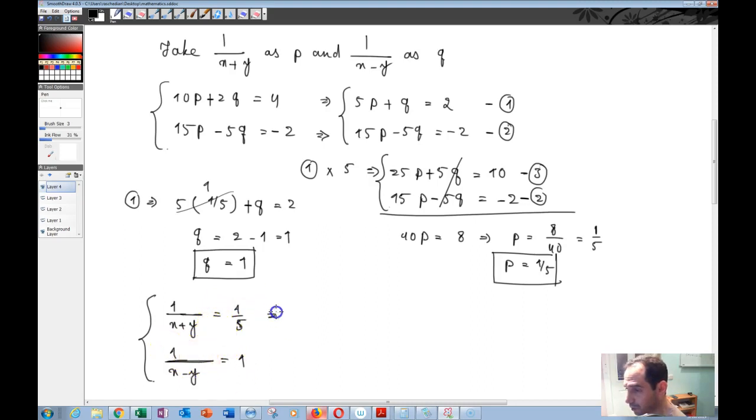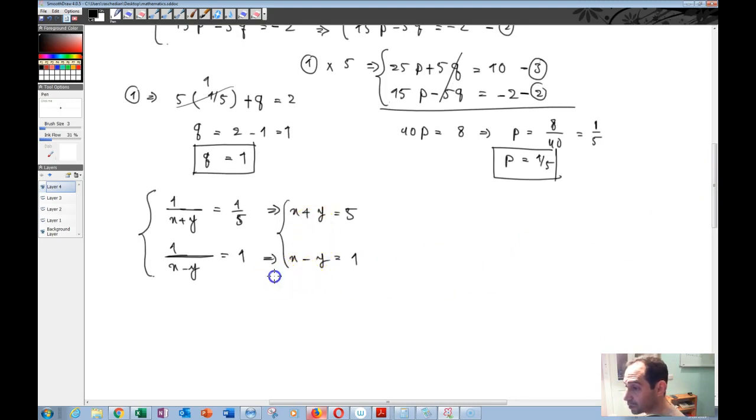So then you can cross multiply here. You can write, for example, x plus y is equal to 5, and this one you can write x minus y is equal to 1. And then you have this pair of linear equations. You can use elimination, simply add them together. These two will cancel out, so you have 2x is equal to 6, so x is equal to 6 divided by 2, which is equal to 3. So your x is equal to 3.